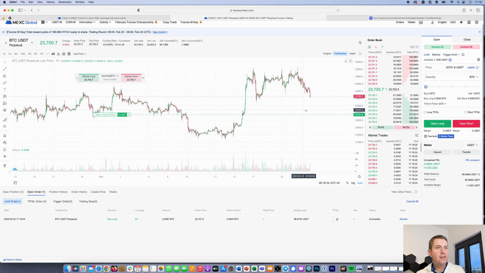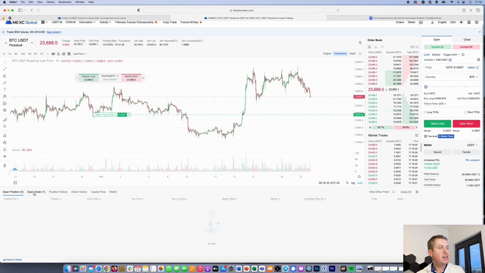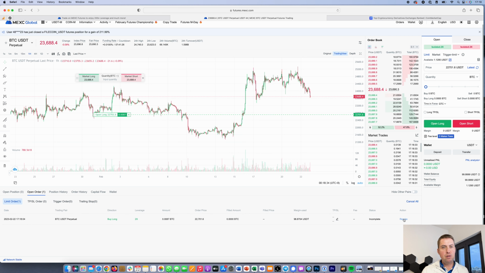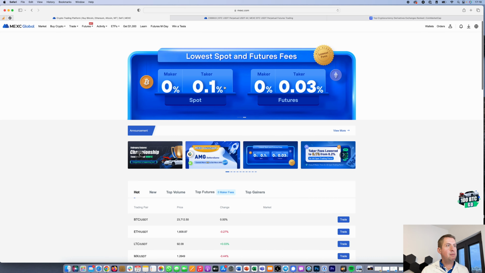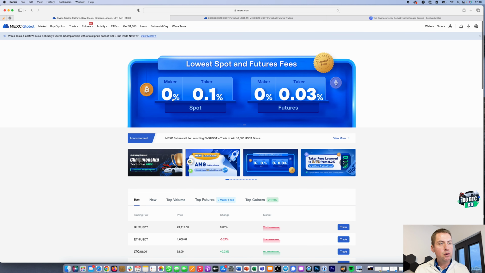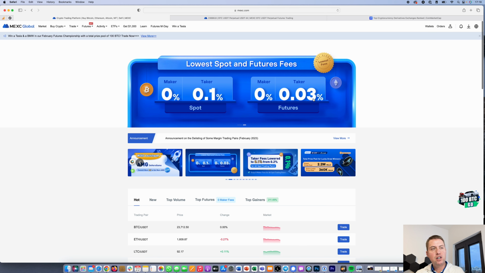And if the order is filled, because the price is reached, then it just moves to open position, and you can find your position here under open position. And as I already said, coming back to the fees, if you do a market order, you are basically paying the taker fee. Here, if you trade futures, it's 0.03%.